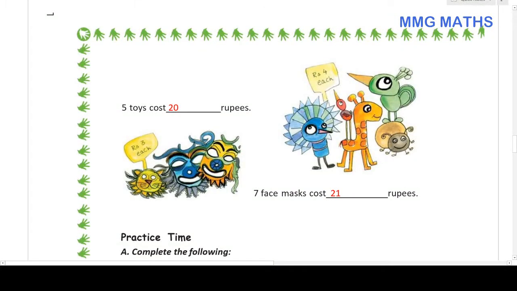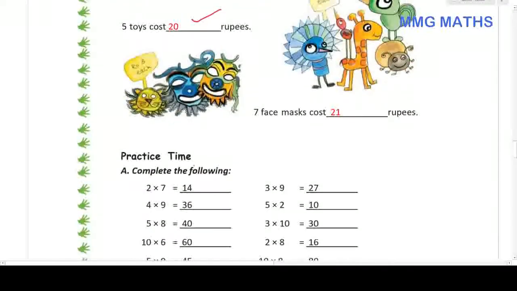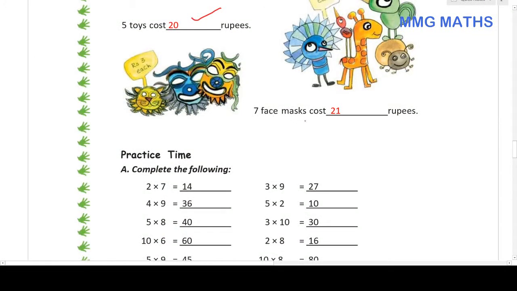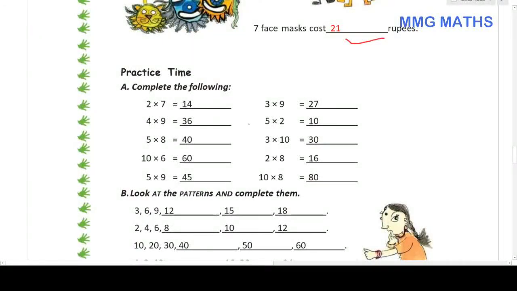5 twice cost. Here you can see the cost of 1 twice is 4 rupees, so the cost of 5 twice will be 4 times 5 equals 20 rupees. Next question, 7 face masks. The cost of one face mask is 3 rupees, so the cost of 7 face masks will be 21 rupees. 7 times 3 equals 21.